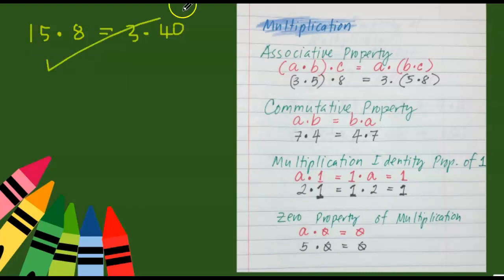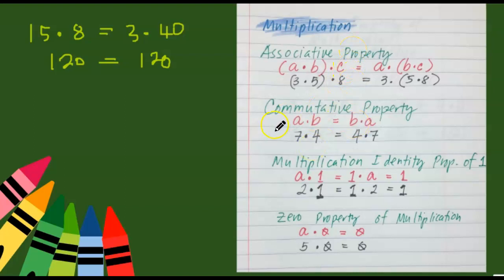Here we go again. My pen is acting up. I don't know why it's happening. So we're going to have 120, which is equivalent to 120. So it doesn't really matter which way you're going to group them. You will still get the same value. Alright, so that is associative property.